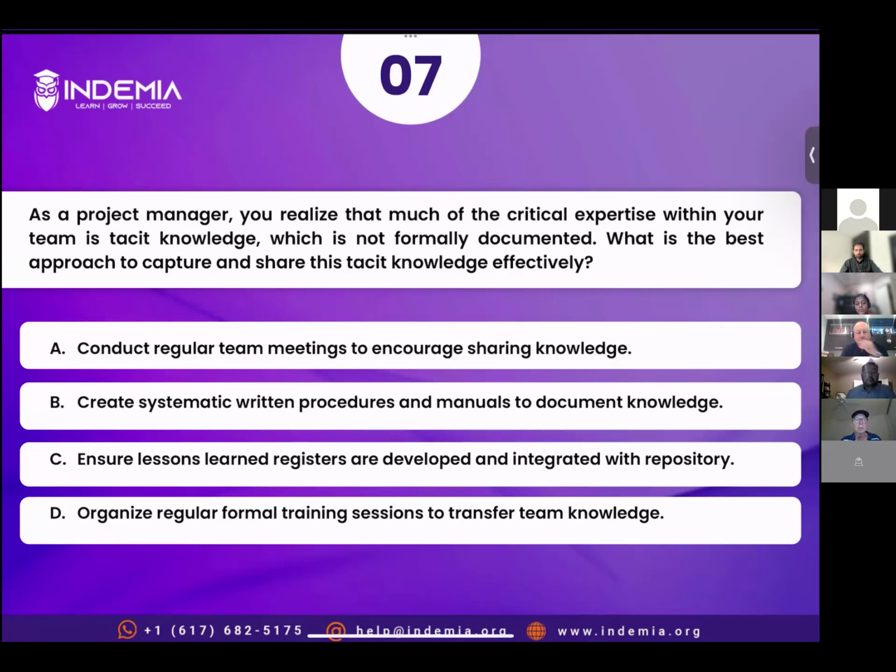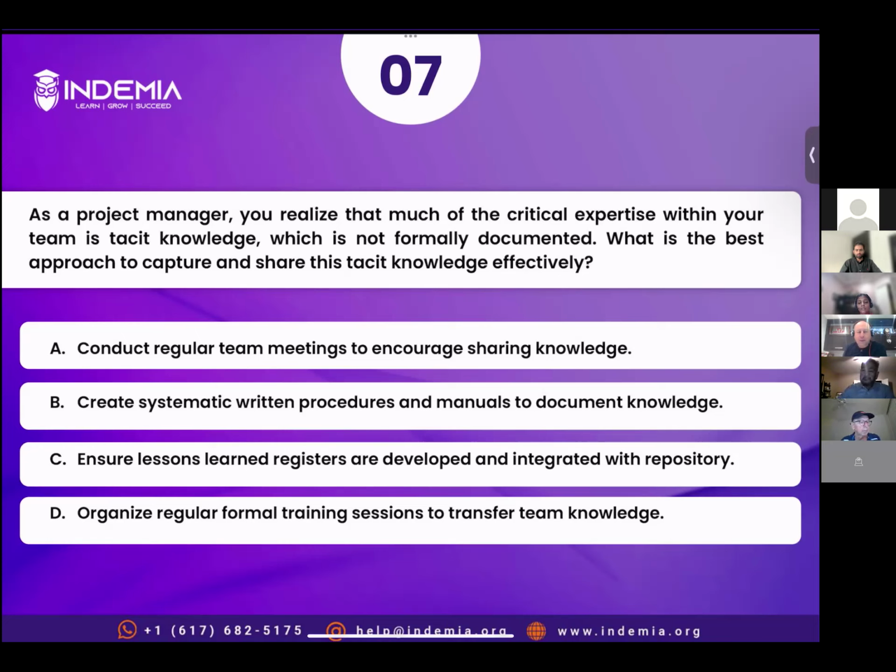Carlos, you have chosen option B. Creating a systematic reading procedure gets rid of tribal knowledge, which is the tacit knowledge that it's talking about. It's just my take, but I've seen it before. All right, thank you.